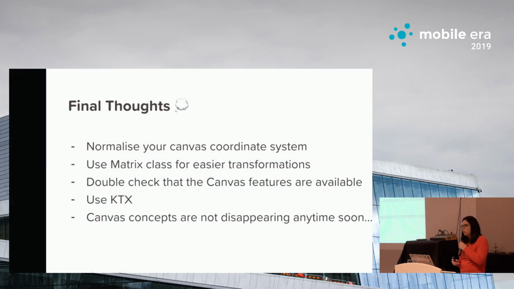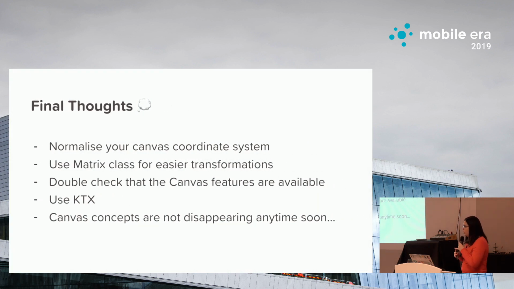Okay, so some final thoughts. When you're working with your canvas, try and normalize your coordinate system so you don't have to constantly translate between these two systems. And then use a matrix class for easier transformations. We saw how you can apply a bunch of transformations to a matrix and you get out this really nice working solution. You can map points, stuff like that. So matrices are really powerful.